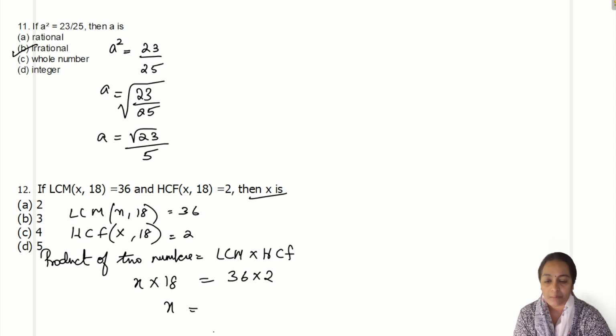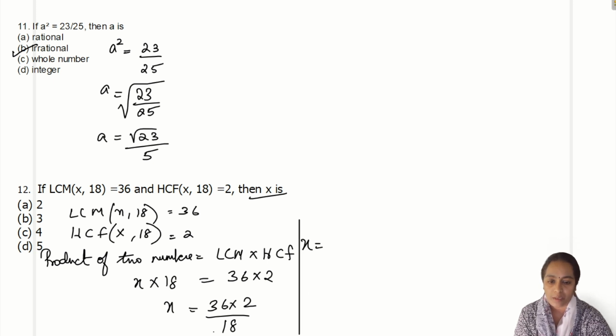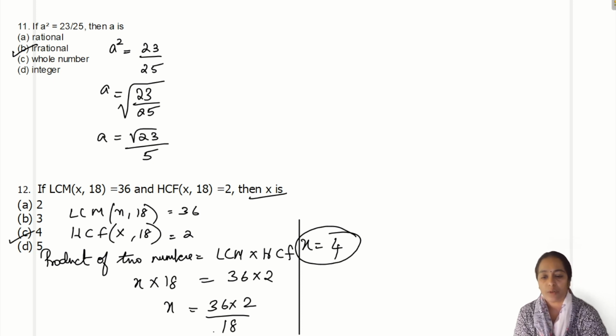So the number x is going to be 36 into 2 divided by 18. So what is my x here? X is going to be 4, which is option C.